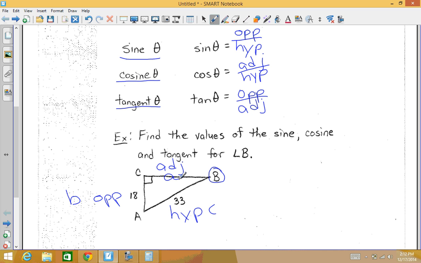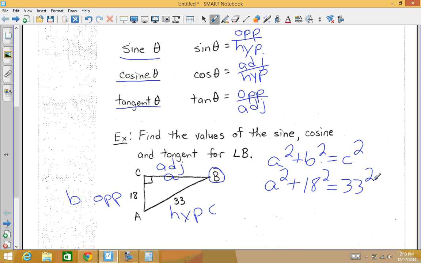Now, that's helpful because in order to find the third side, we have to use what's called the Pythagorean theorem. You should have seen it in geometry: a squared plus b squared equals c squared, and those are referring to the three sides. So if we replace what we know, side A we don't know, so that's a squared. B is 18, so that's 18 squared. And C is 33, so 33 squared.